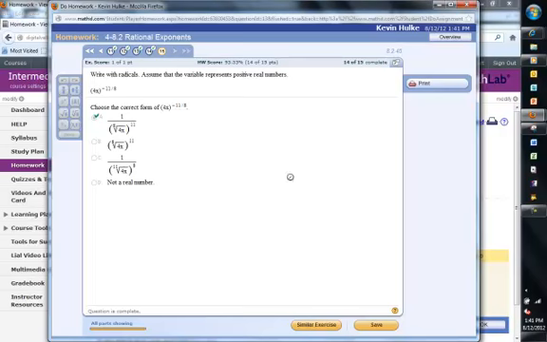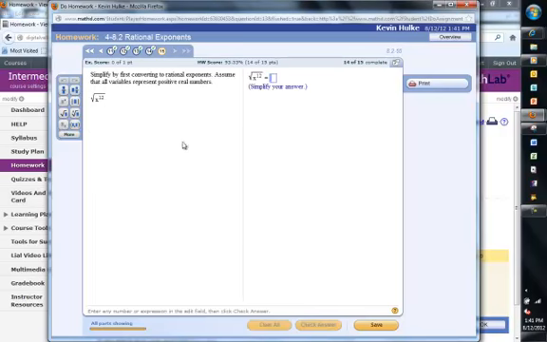Number 15. The square root of x to the 12th. Well, we go by groups of 2 because it's a square root, and so we have 6 groups of 2. So it's x to the 6th. That's it.